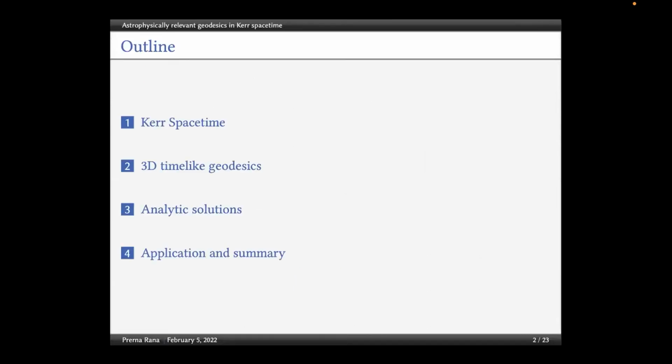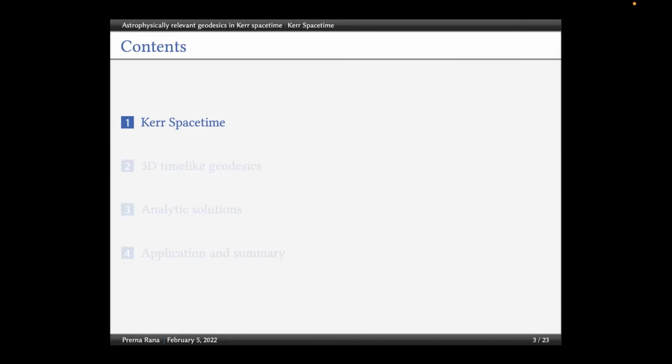This is the outline of my talk. First, I'll introduce a little bit about Kerr spacetime and how we have different kinds of three-dimensional time-like geodesics in Kerr spacetime, and what their analytic solutions are. Then finally I'll summarize and talk about a little bit of application of these analytic solutions.